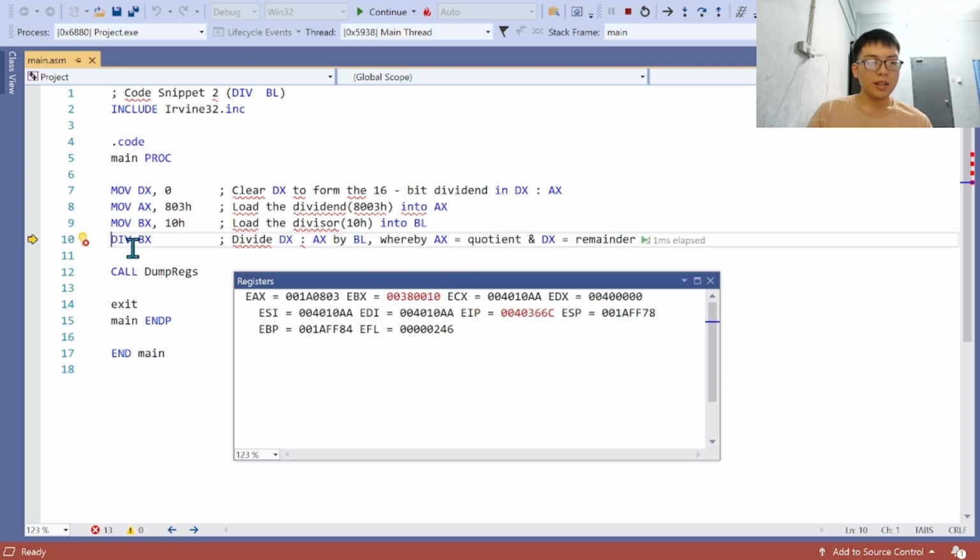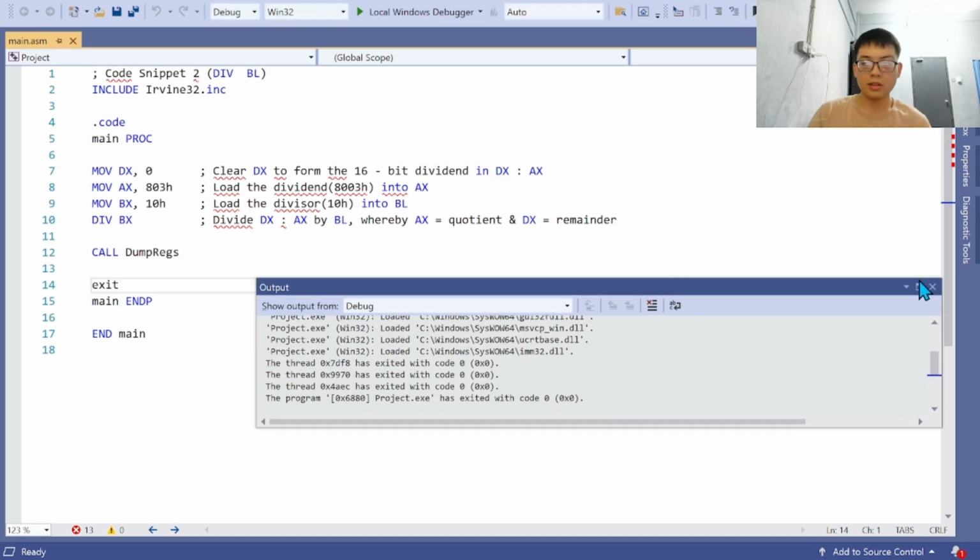And this line divides the AX by BX. And after execute this line, the AX becomes 80, and the remainder is stored into DX, which is 0003. And that's all for question 6.